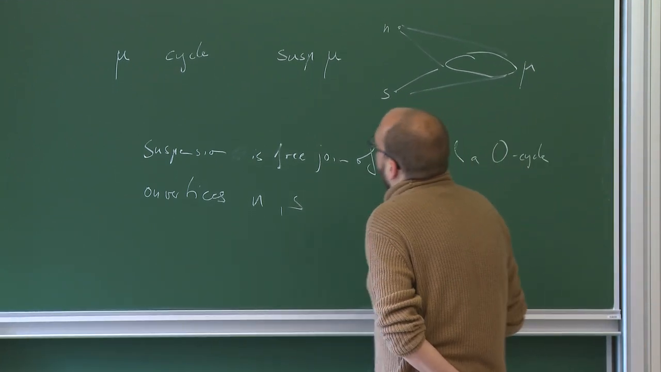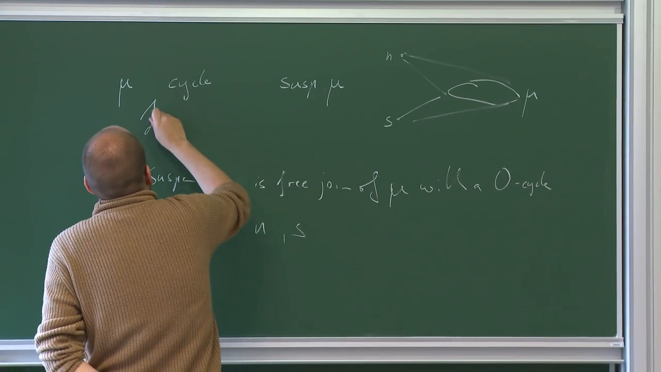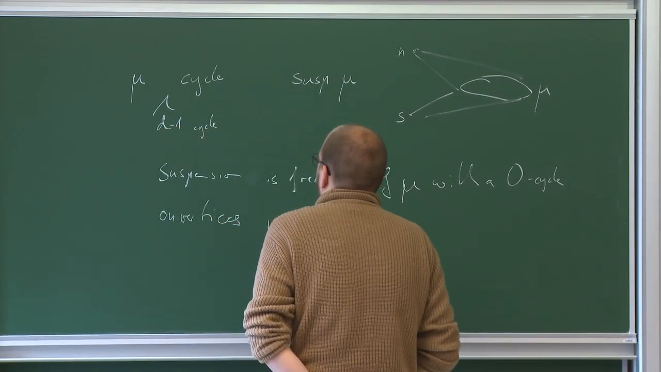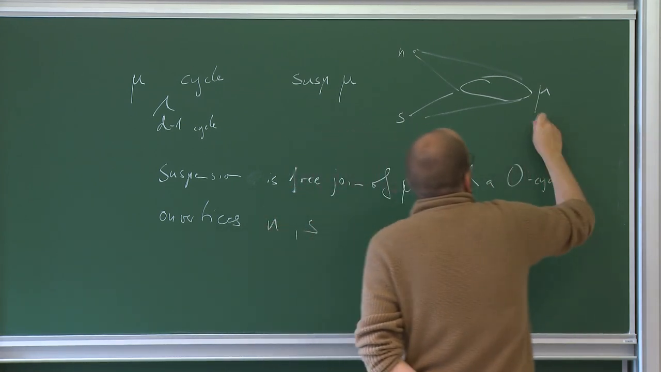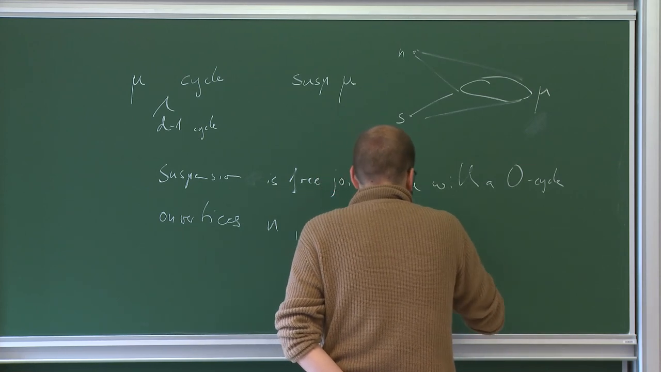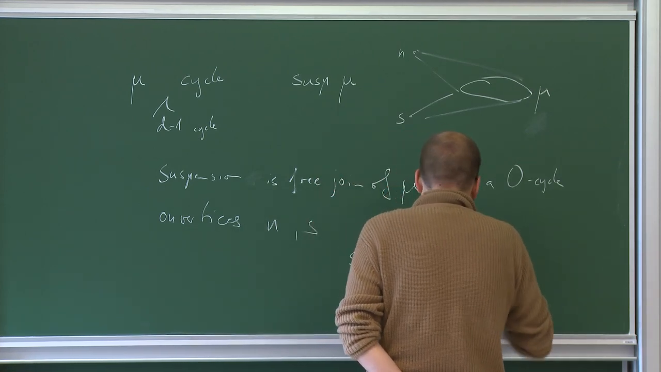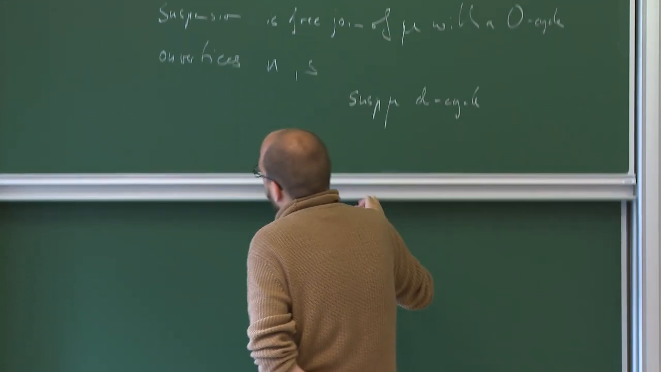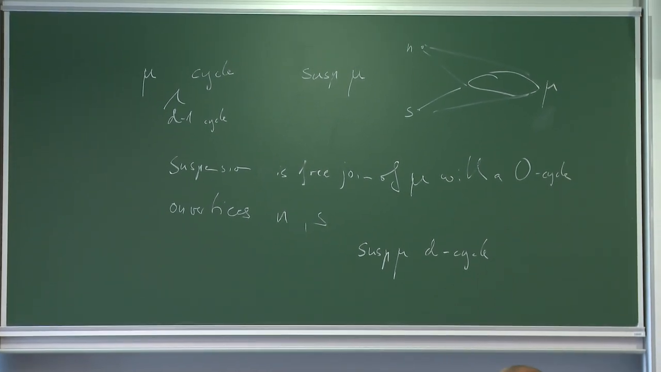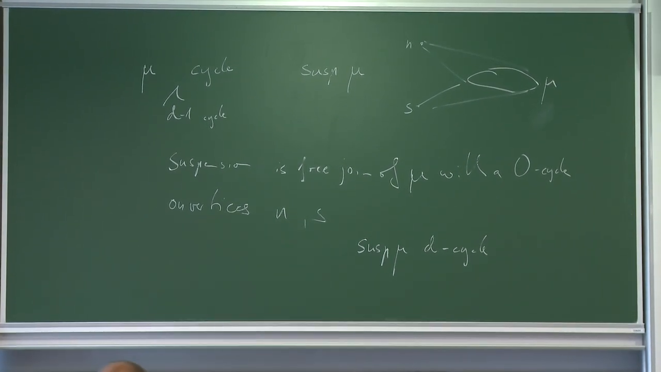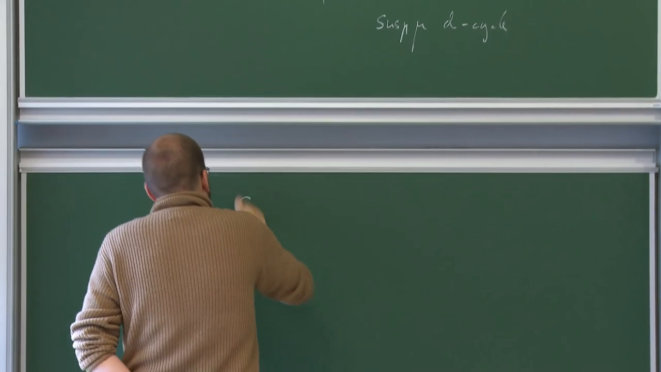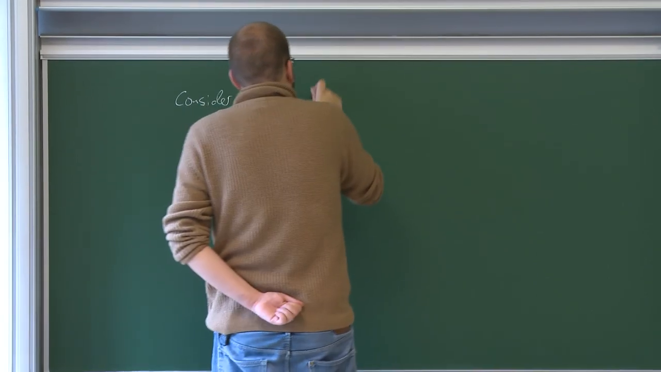So if this here was a (d-1)-cycle, then obviously the suspension will be a d-cycle. Now let me consider any reduction of this cycle. So consider theta, a linear system of parameters.